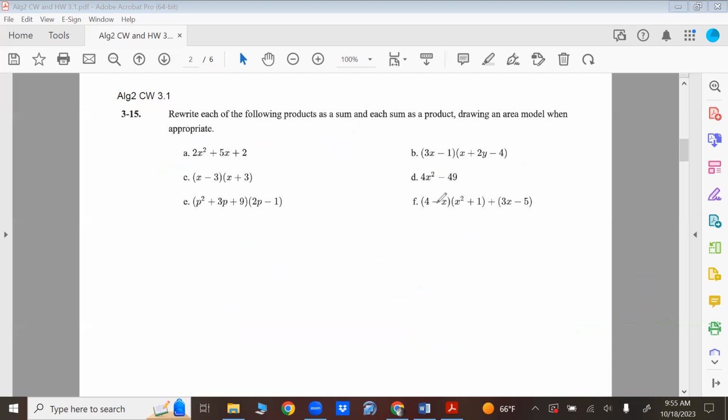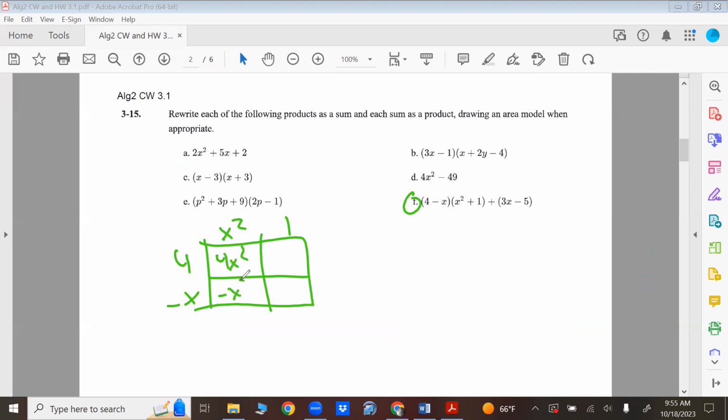Let's do F. So you want to FOIL, right? Let's look at F. 4, negative x, x squared, and 1. 4x squared, negative x cubed, 4, and negative x. So now you got, guys, quiet please, negative x cubed plus 4x squared, negative x plus 4, plus 3x minus 5. Okay, so again, just be very methodical about it, right? I got 4, negative x, I got x squared and 1. Awesome. 4 times x squared, 4x squared, negative x times x squared, negative x cubed. 4 times 1, 4. Negative x times 1, negative x.